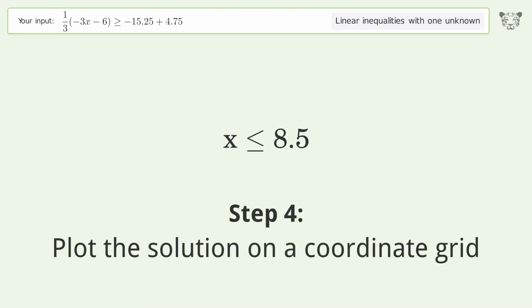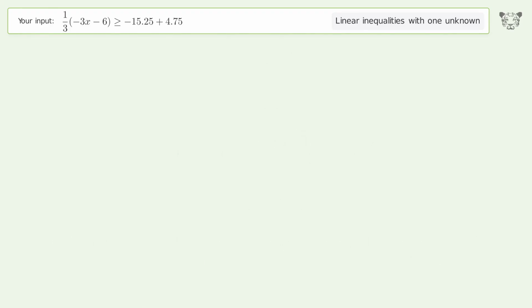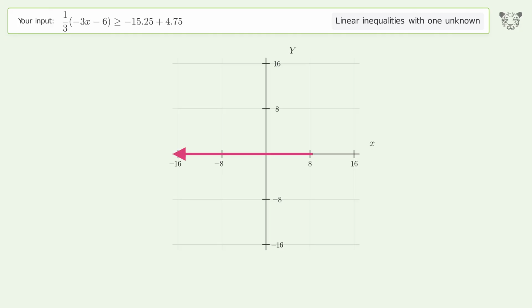Plot the solution on a coordinate grid. And so the final result is x equal or smaller than 8.5.